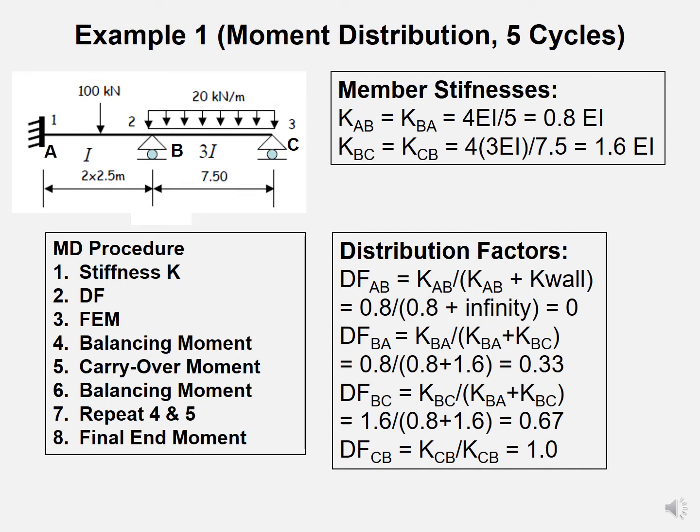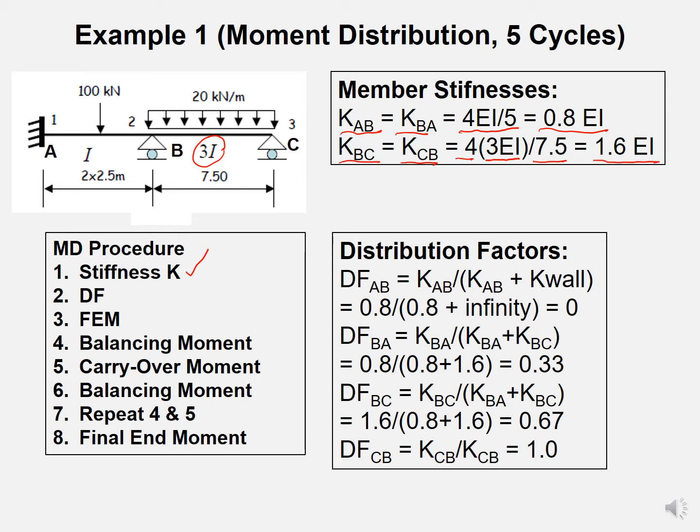Let us apply the moment distribution method to this beam problem. The first step is to determine the stiffness per member. Using the equation for EI over L, the stiffness for member KAB and KBA is equal to 4EI over L, or 5 equal to 0.8 EI. For member BC, the I is 3 times 3I, hence the stiffness for KBC and KCB is equal to 4 times 3 EI over L equal to 7.5, giving me 1.6 EI.